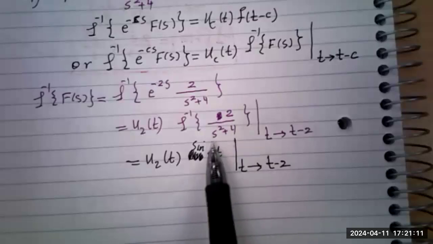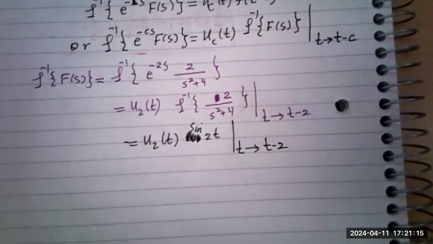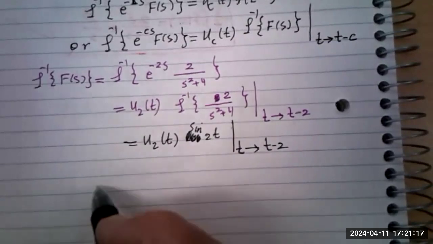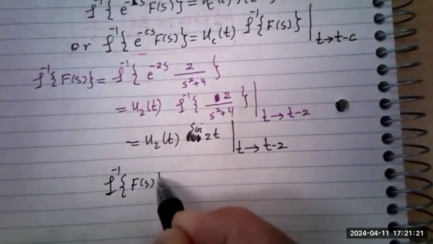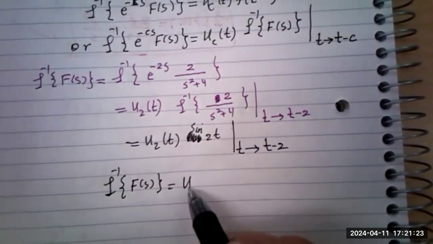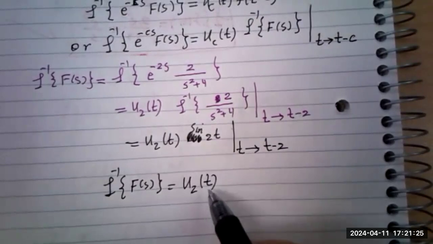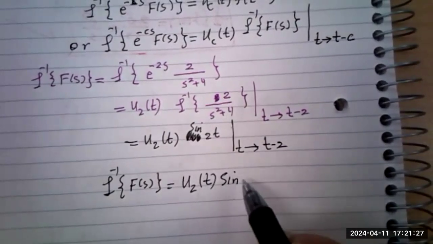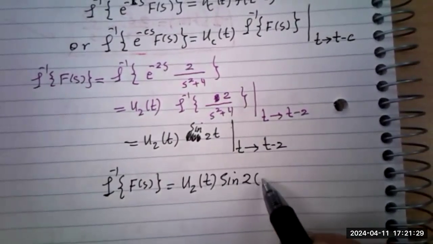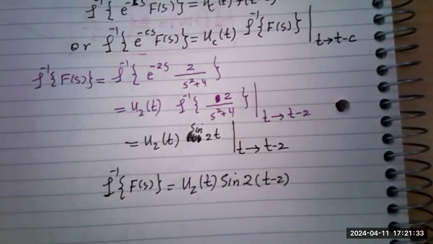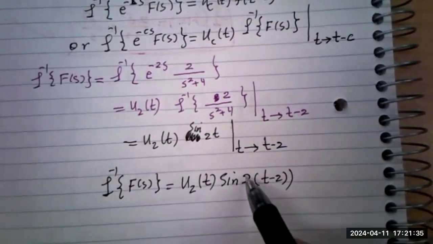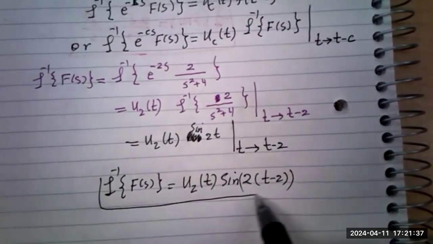So it's 2 over s squared plus 4, which is going to be sine of 2t, but you have to change the t into t minus 2. So the final answer, the Laplace inverse of the given function, is equal to u_2 of t times sine of 2 times t minus 2. This is the way you are going to write the final answer.